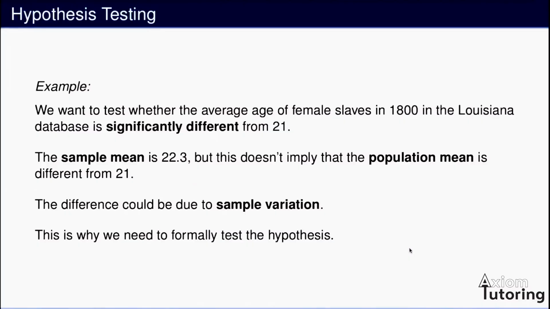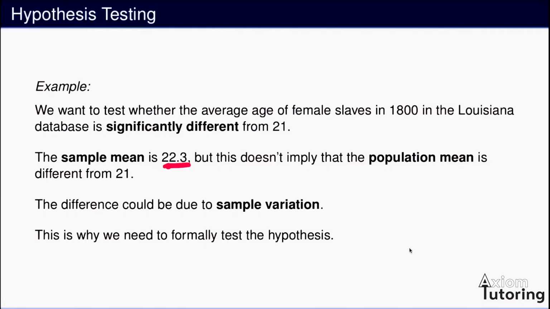So let's look at an example. Let's say we want to test whether the average age of female slaves in 1800 in the Louisiana database on slaves is significantly different from 21. Right? Now, the sample mean in that particular database is 22.3, but that does not imply that the population mean is different from 21, because that difference could just be due to sample variation. Remember, we only get a sample of people in that database. We don't have the full population. And so that's why we need to formally test the hypothesis.